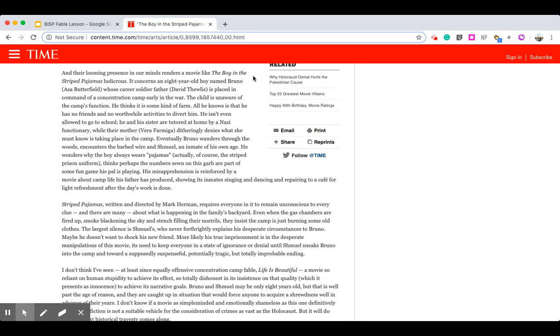Eventually, Bruno wanders through the woods, encounters the barbed wire and Shmuel, an inmate of his own age. He wonders why the boy always wears pajamas, actually, of course, the striped prisoner's uniform. Thinks perhaps the numbers on his garb are part of some fun game his pal is playing. His misapprehension is reinforced by a movie about camp life his father has produced, showing its inmates singing and dancing and repairing to a cafe for light refreshment after the day's work is done.